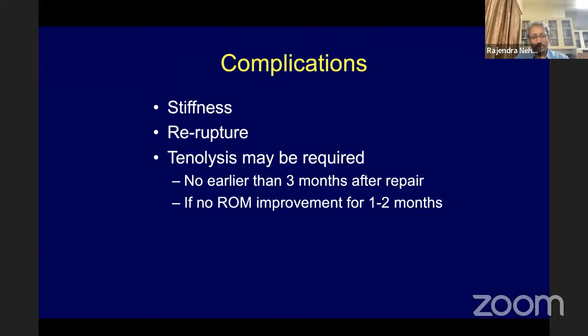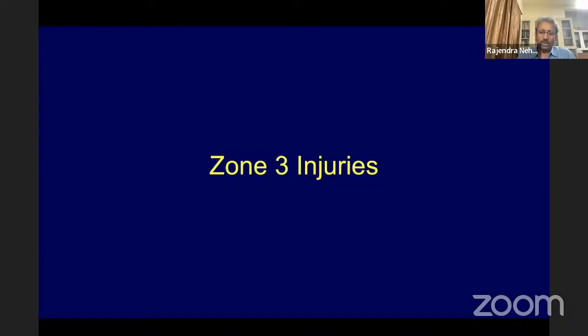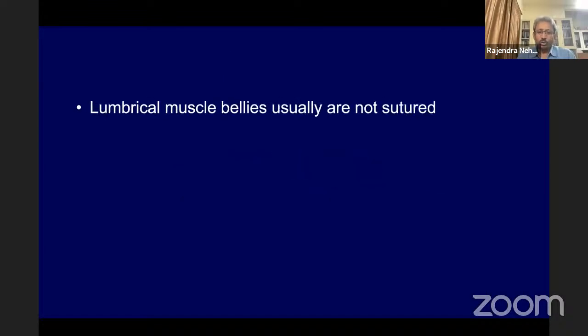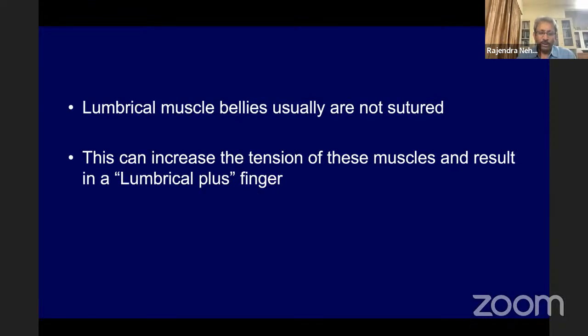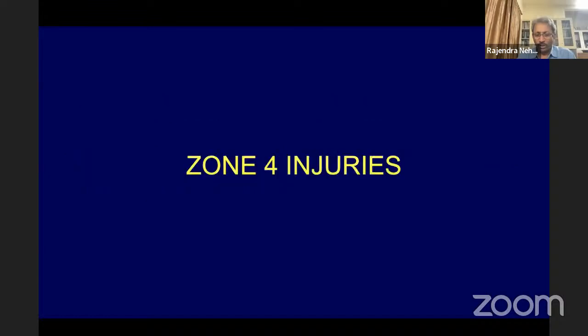There are obviously complications like stiffness, re-rupture, and tenolysis may be required. Re-rupture we don't get now because I always see to it that I have done an extremely strong repair. But stiffness, yes. Tenolysis, if it is required, should not be done earlier than 3 months because it will not give a good result. And it is indicated if there is no improvement in the range of motion for 1 to 2 months, it has become static. In zone 3 injuries, lumbrical muscle bellies usually are not sutured, but if you repair, it is better because this can give a lumbrical plus finger.